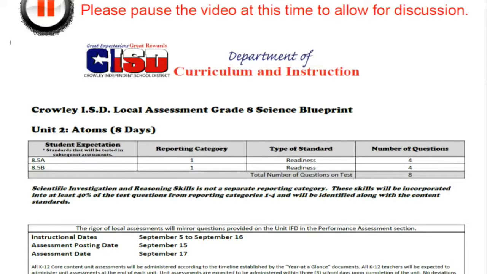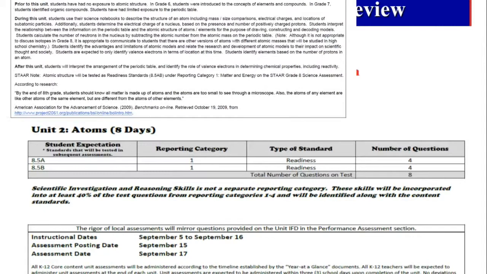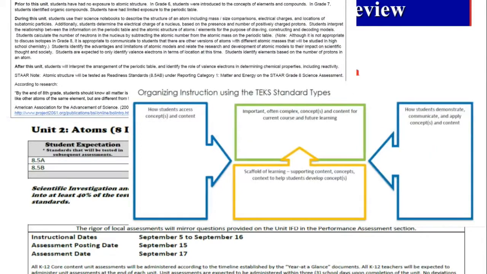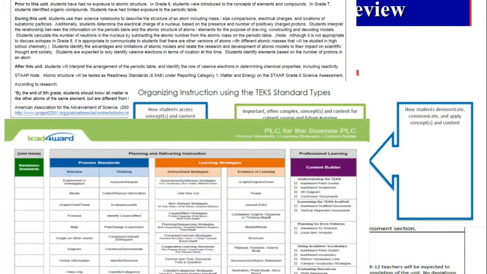Materials teachers will need are the Unit 2 IFD, Organizing Instruction using the TEKS Standard Types document, PLC for Science PLC document, and blue, yellow, and green highlighters.